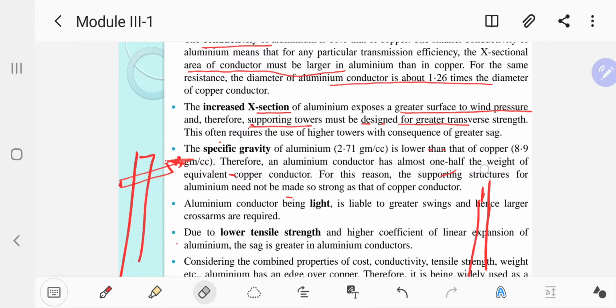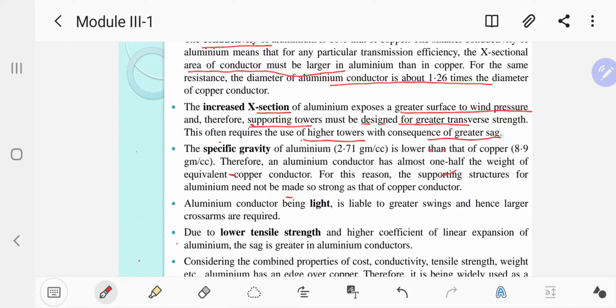So if we are increasing the height of the towers for aluminum, it is required. Why? Because the tower strength should be high, which means the height should be very high. Because of these high towers, the sag also becomes higher. So that is the next disadvantage when compared with the copper conductor.